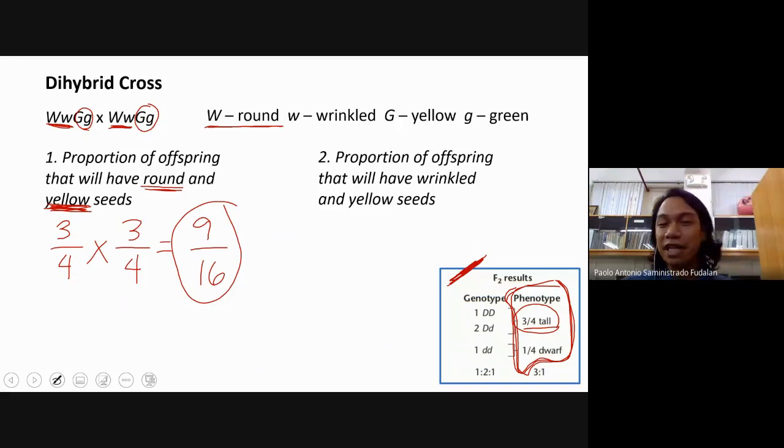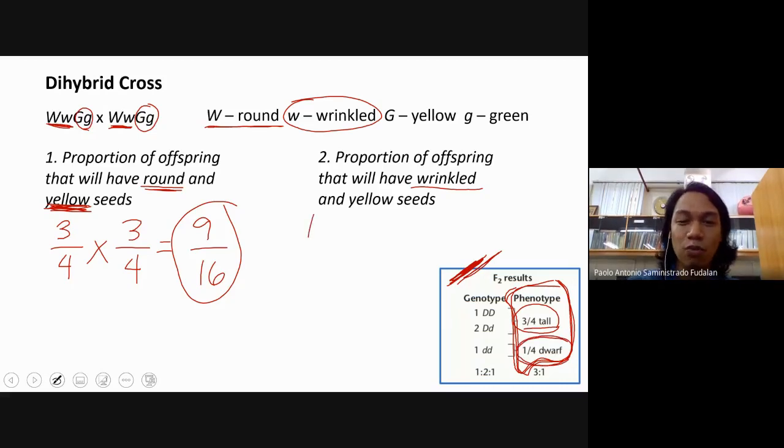So the same technique can be done for number 2. You know, it says here, the offspring now is wrinkled. And wrinkled is a recessive trait. Okay, so if we look at our reference box here on the right for the monohybrid cross, recessive traits phenotypically would come up 1/4 of the time. So that's 1/4 for wrinkled.